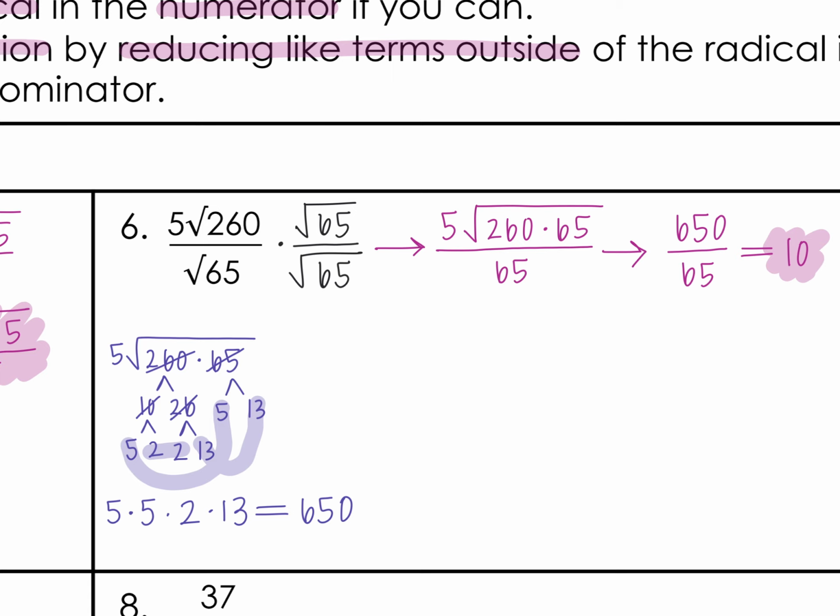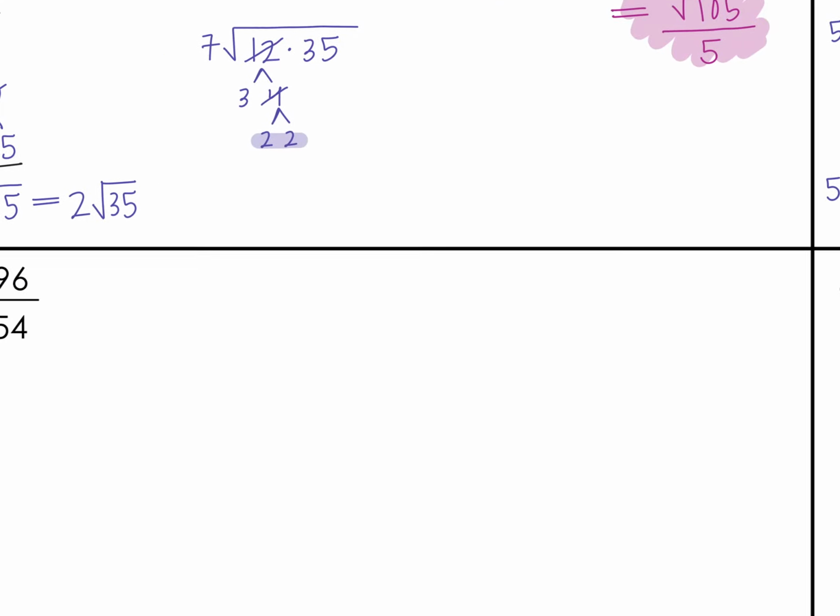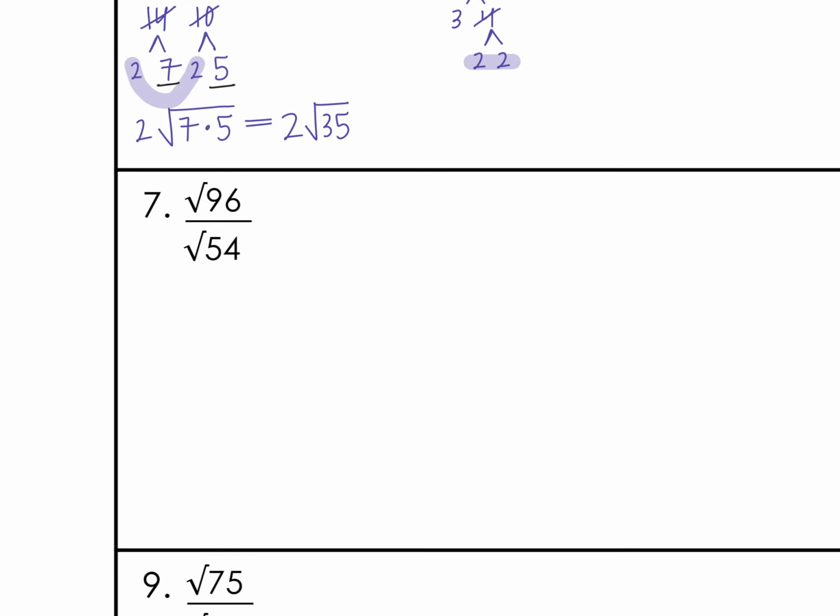All right, so let's move on to number 7. Looking at question number 7 here, we have the square root of 96 divided by the square root of 54. Okay, so I'm going to show you another way of how you can work this out. Here we have the square root of 96 in the numerator. Well, some factors of that are going to be the square root of 6 times the square root of 16.